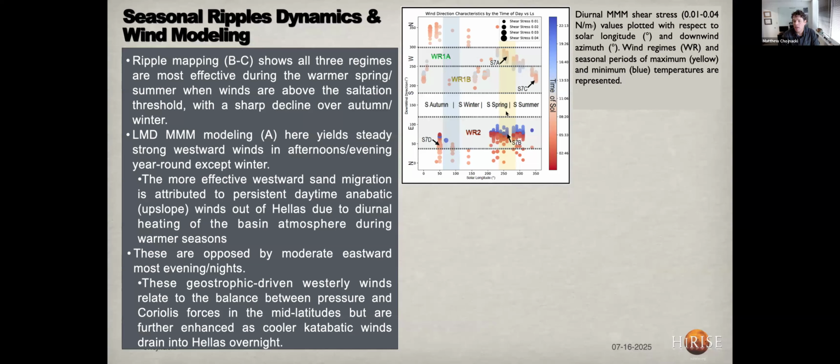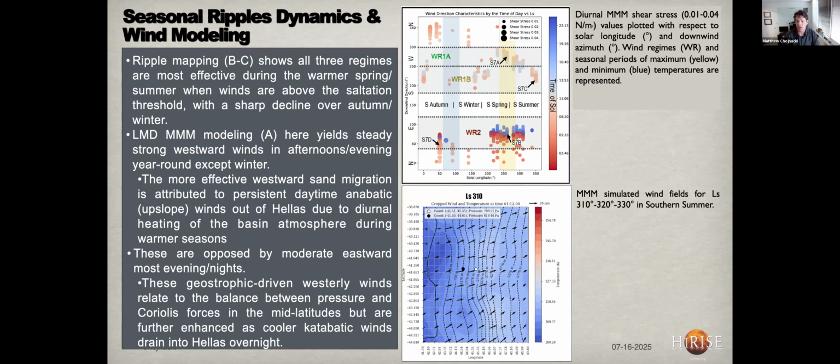You can also see perihelion period, this orange pattern, is where you see most of the sand transport compared to winter and aphelion in that blue zone. So these are opposed to the more moderate eastward winds. Kind of mentioned that these are geostrophic driven westerly winds relate to the balance between the pressure and the Coriolis forces in the mid latitudes, but they're really further enhanced as cooler katabatic winds drained into Hellas overnight.